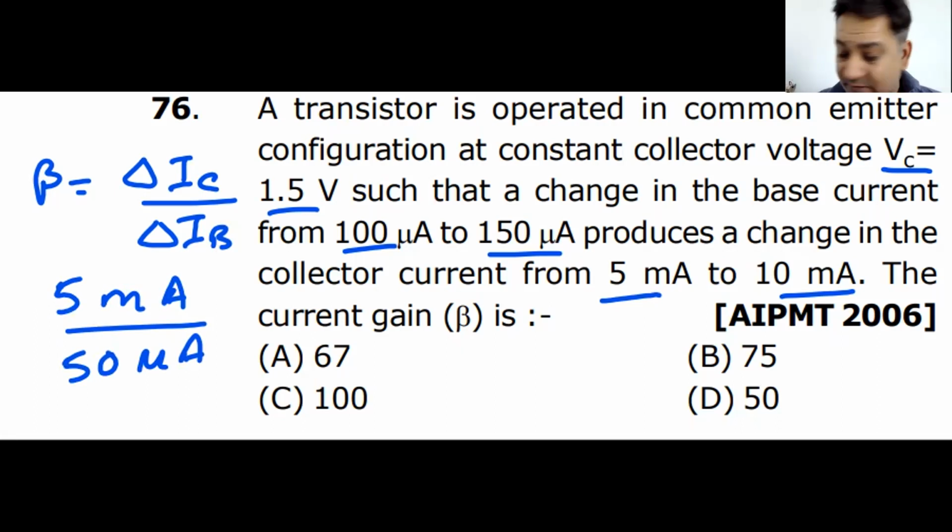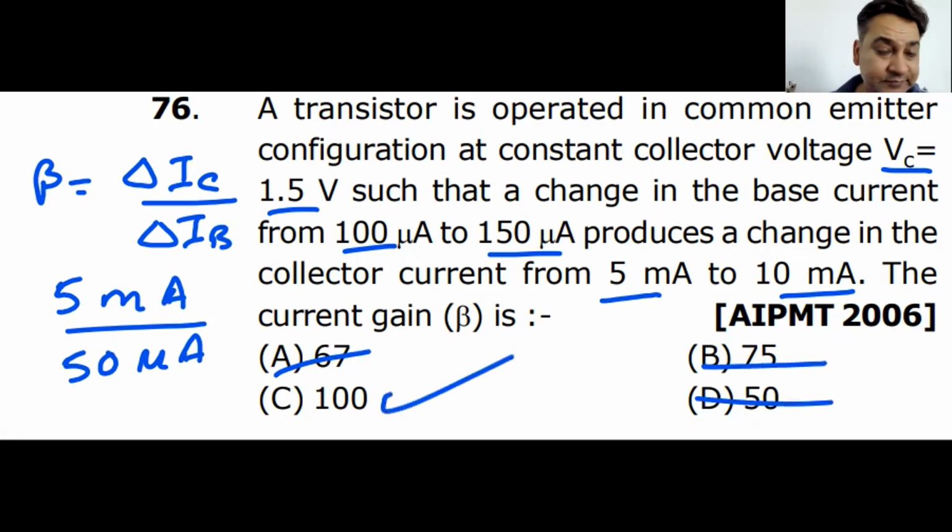What is the answer that is coming? You don't even have to multiply and divide. 67 is not going to come. 75 is not going to come. 50 is not going to come. The only option is 100. You don't have to even convert. You use your brain. Do we understand this? Yes, sir.